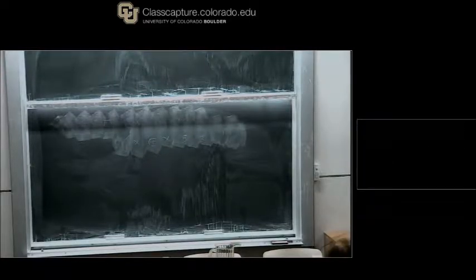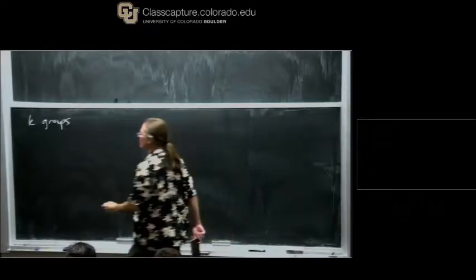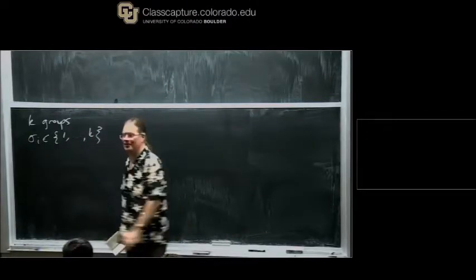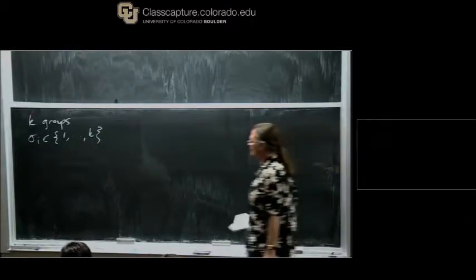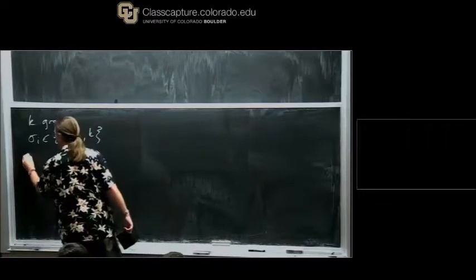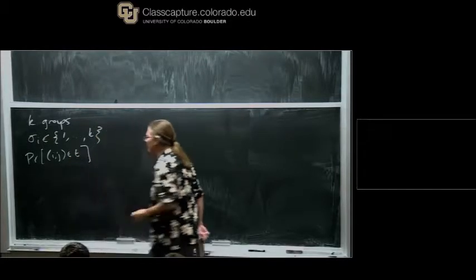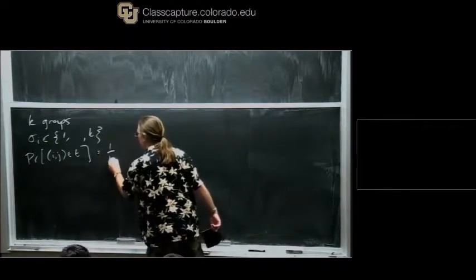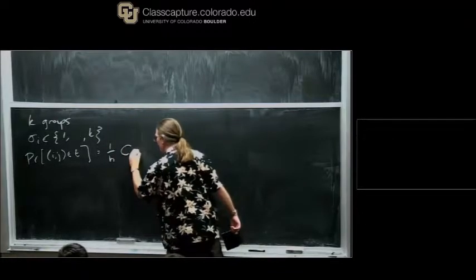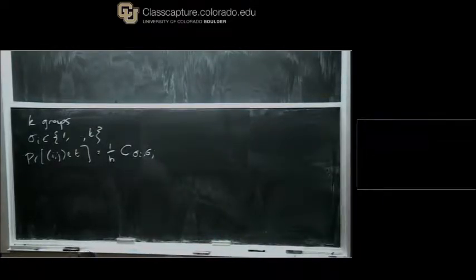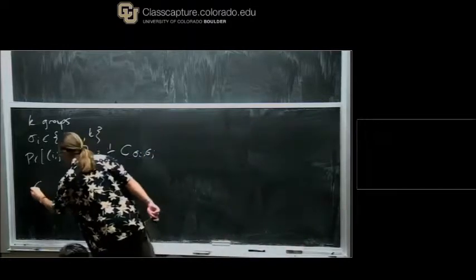I'm going to remind you of our notation for the stochastic block model. We have k groups of vertices. If I have a vertex i, then I define sigma i as the label telling us what group it belongs to. And then when I generate the random graph, the probability that two vertices are connected is going to be 1 over n times c sub the type of i comma the type of j, where c is a k by k matrix.